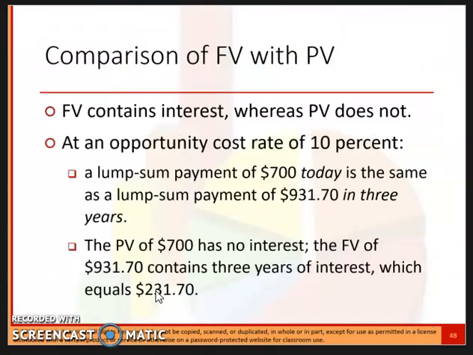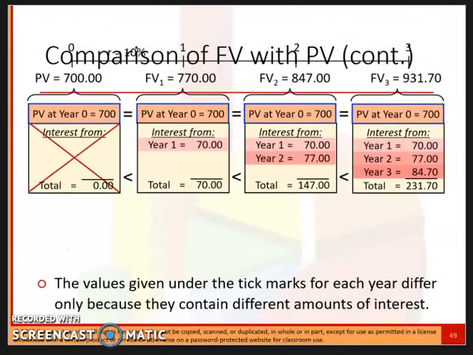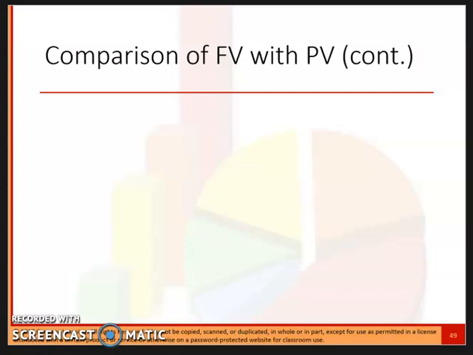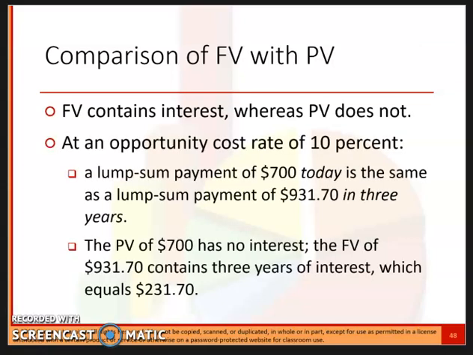Okay. So we're comparing future value with present value. Future value contains interest. Present value doesn't. From our calculations, the book's terminology is opportunity cost rate, mine is required rate of return.